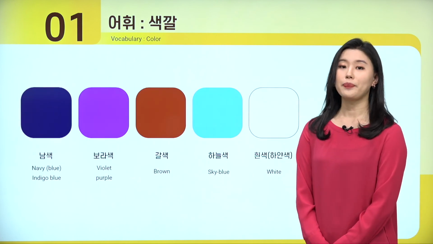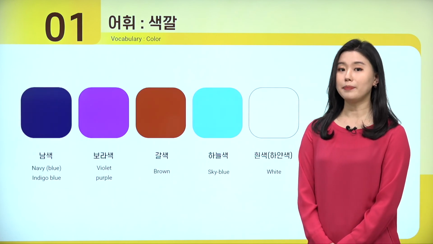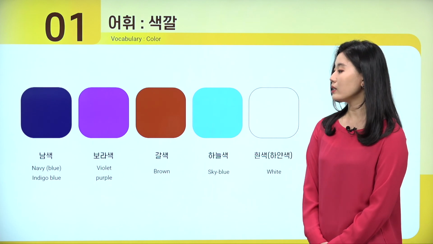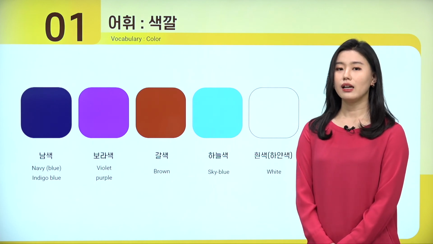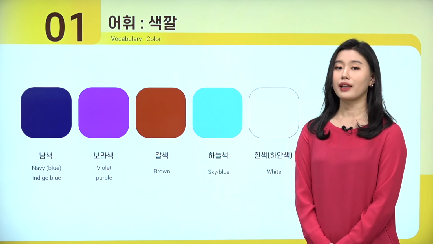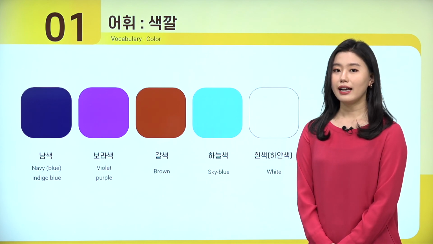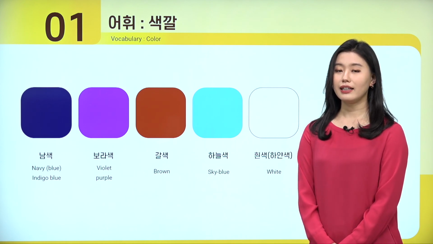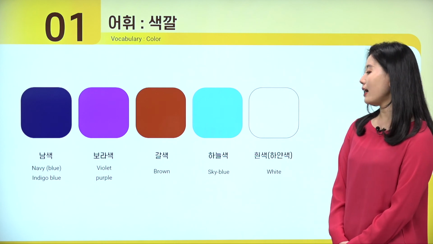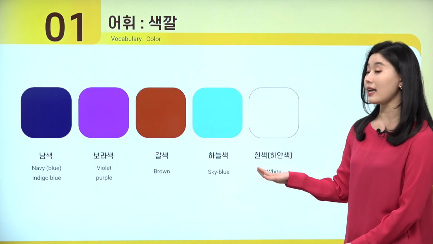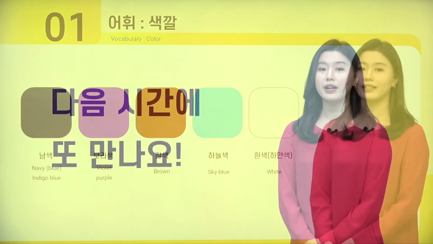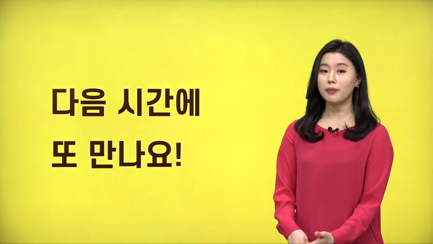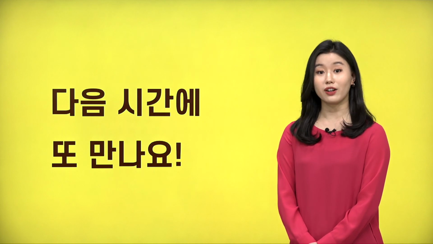Next one is 남색. And 보라색. 갈색. 하늘색. 하얀색 or 흰색. That was the most commonly used colors in any culture.